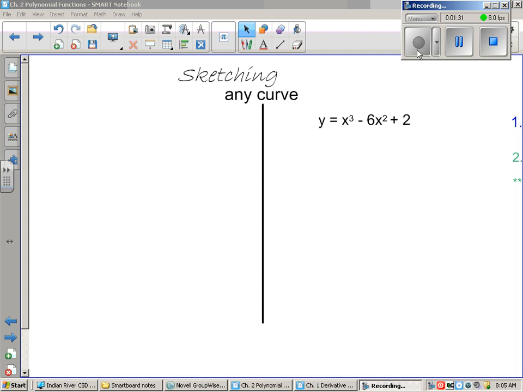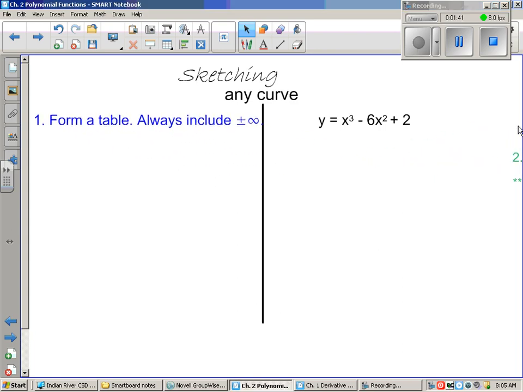So the first major step in sketching any curve, and that's obviously our goal today, is to form a table, and we need to know what's going on at the ends, all the way to the right and all the way to the left. The way that we deal with that is by looking at infinity. So in our first example, and I'm going to try and go along with what you see here, we have form a table, always include plus or minus infinity. So I'm going to do just that. I'm going to set up my table, and I'm going to put infinity and negative infinity.